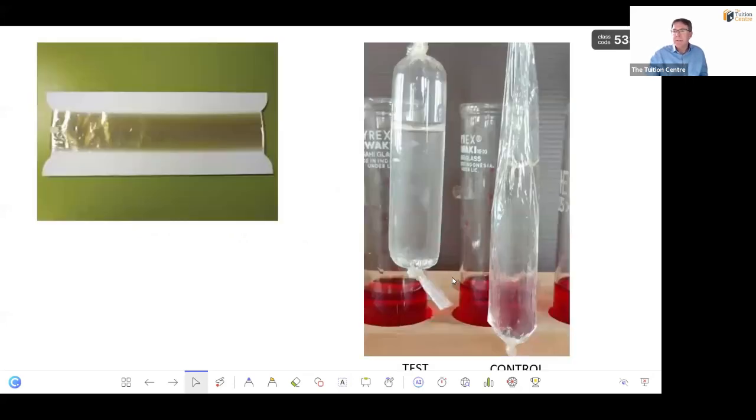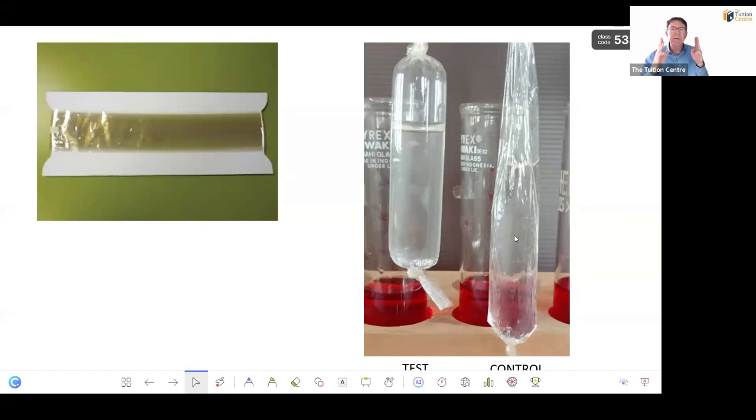So enzyme practicals. This is the Visking tubing thing. The one on the right is the control. Remember what happens with the Visking tubing. It looks like sellotape to begin with on the left hand side. Then you wet it, and it turns into a tube. You can open it up, and you fill it with sucrose solution.